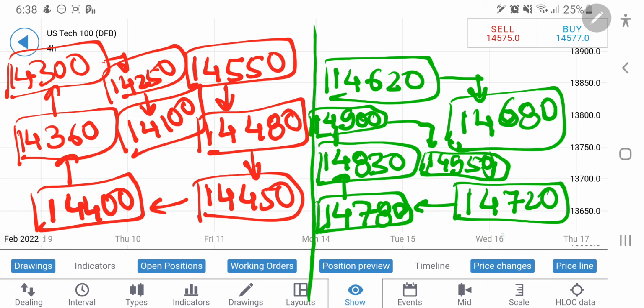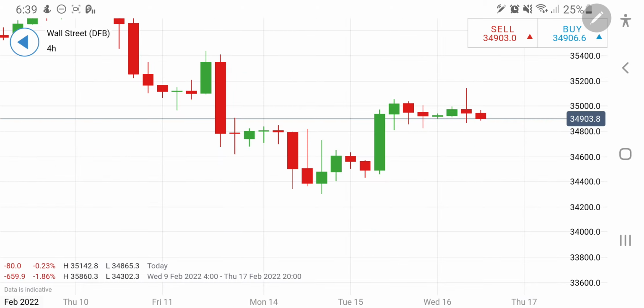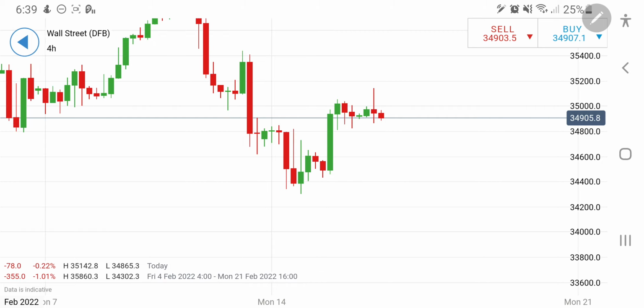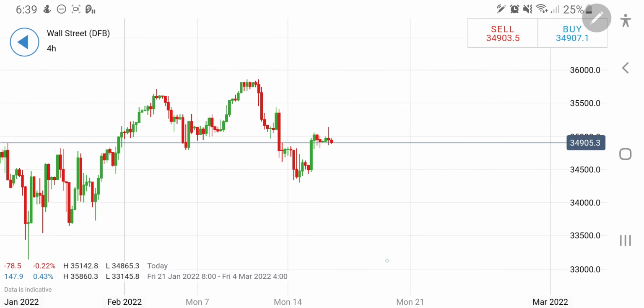Now let's have a look at US30. Now look at the 4-hour charts for US30, and if you look closely here, you can see this was the resistance level. I have shouted here that it is going to drop from here. It did. It dropped nicely. Drop, retracement, drop, consolidation, drop, consolidation, and rise. This is retracement. Now consolidating here.